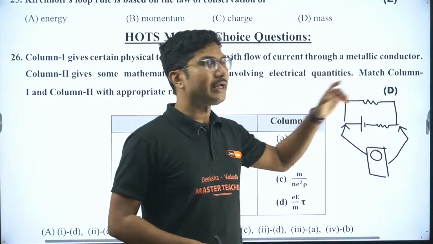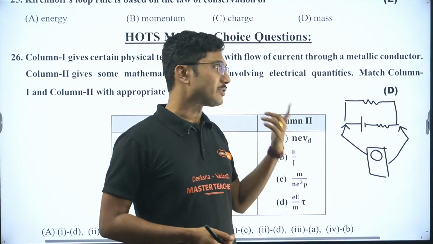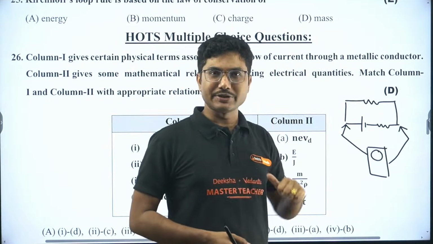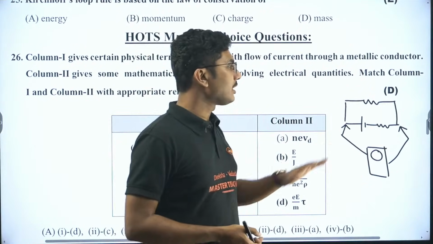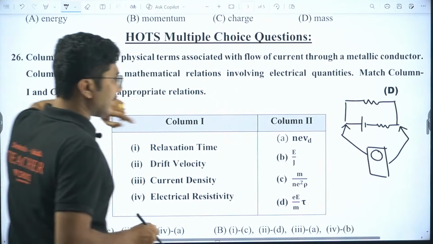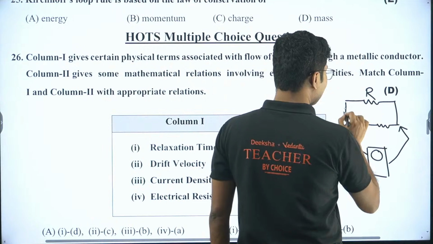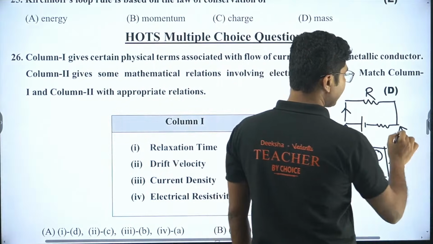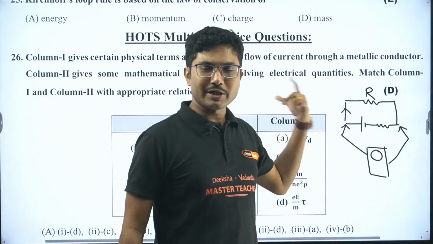If current is flowing, the temperature can increase, and based on that the resistance can change. That's why it is always suggested to measure the voltage in open circuit. Open circuit means only the cell is connected. But when you connect an external resistance, say R, the current starts flowing. Now if you measure the same voltage, it will give you the terminal voltage, not the EMF.